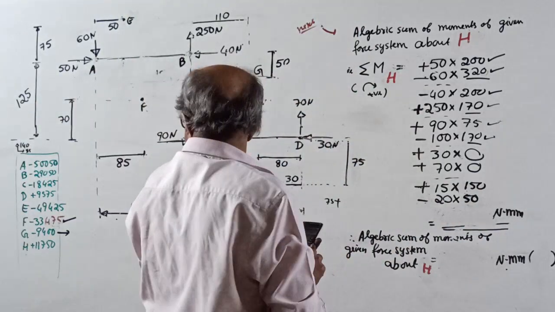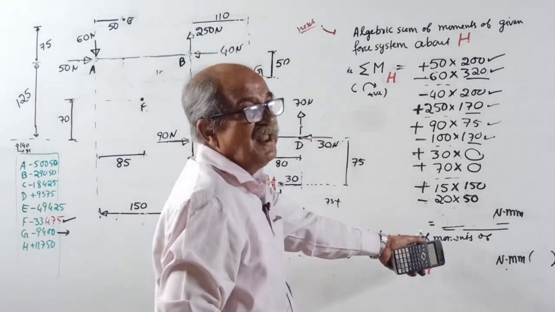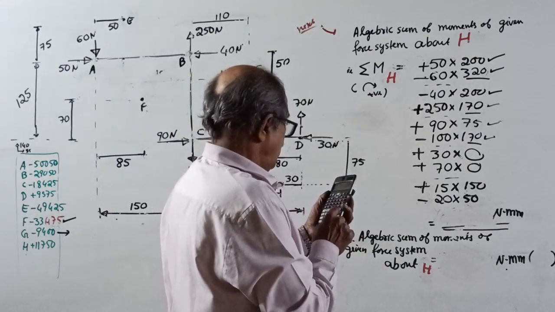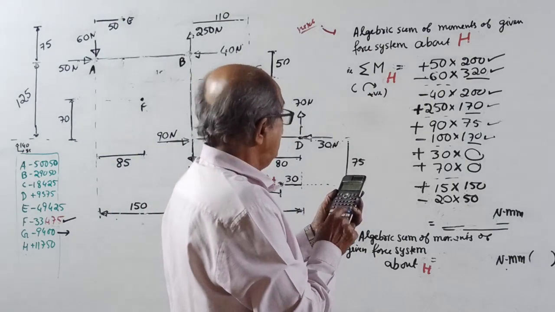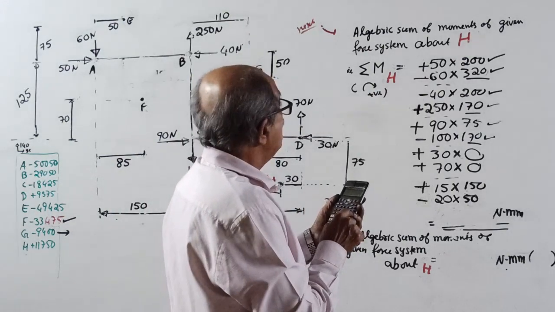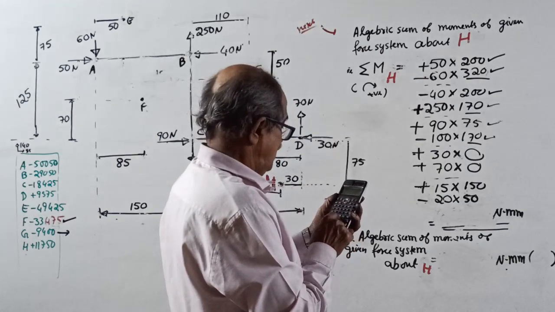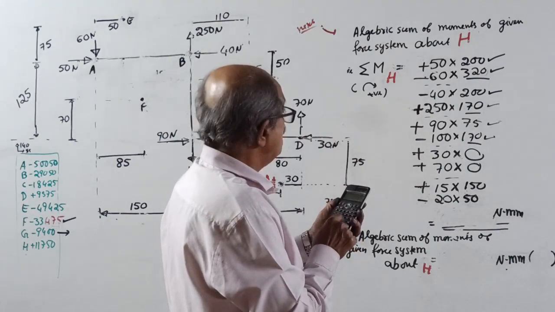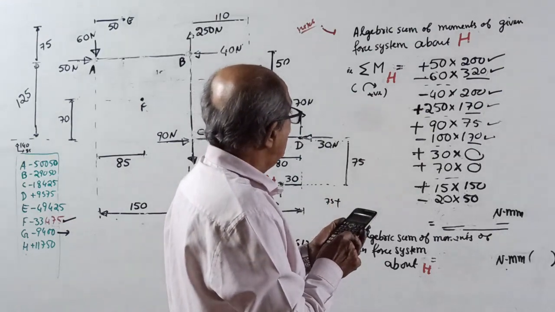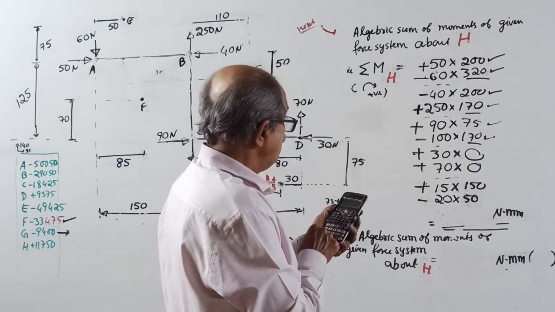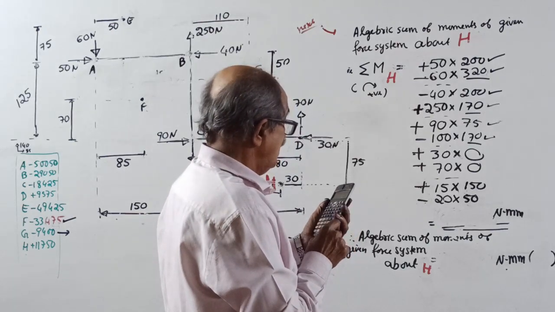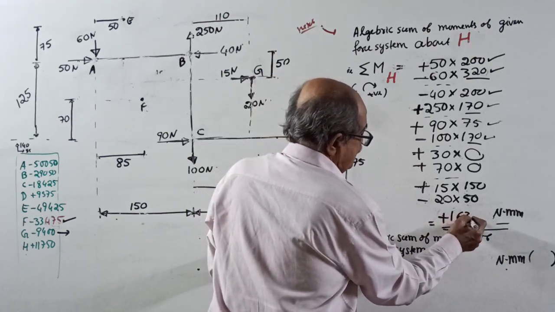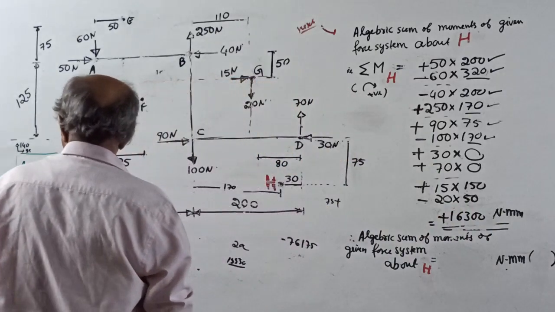Okay, now last chance. Because finally when I get the answer, I will apply my trick and check the answer. 50, it has too many points. 50 into 200 minus 60 into 320 minus 40 into 200 plus 250 into 170 plus 90 into 75 minus 100 into 170 plus 15 into 150 minus 20 into 50 is 16300 positive. 16300. Now I will apply my trick.